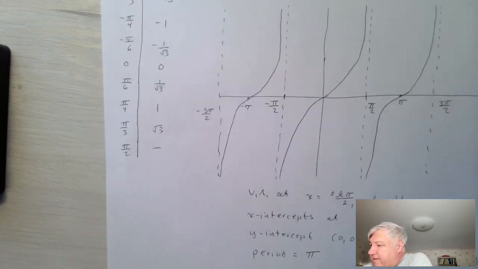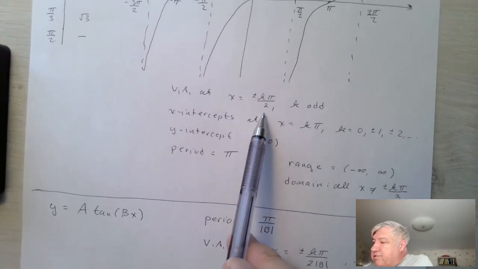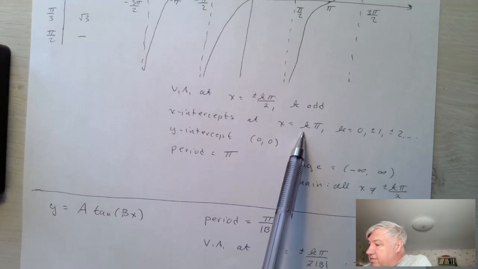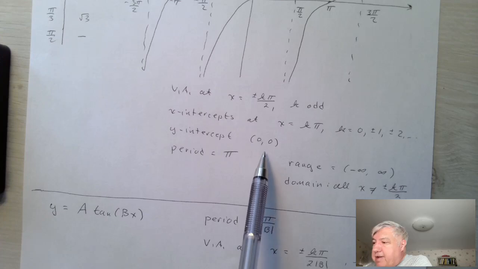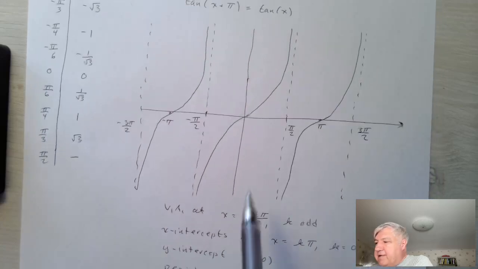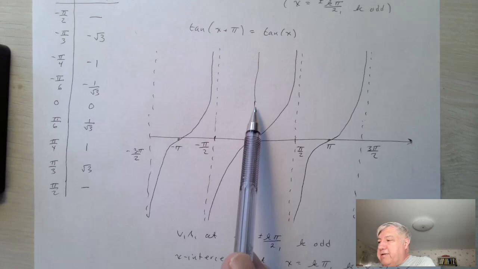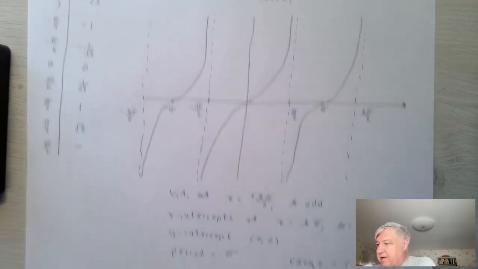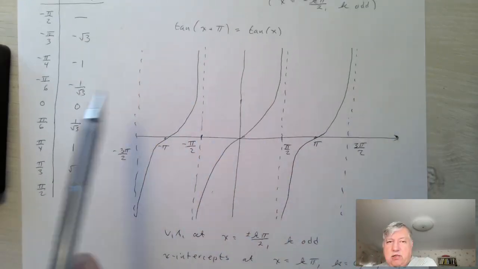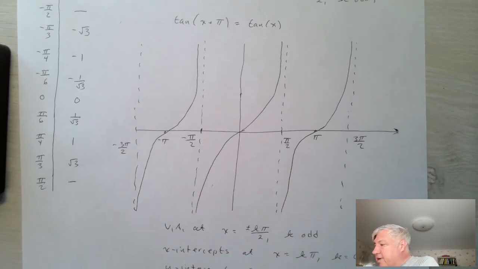Okay, so to summarize, we have a vertical asymptote at these numbers, plus or minus pi over 2 times some odd number k. The x-intercepts are at the multiples of pi. And the y-intercept, of course, is at the origin. The period is pi. The range is negative infinity to infinity because you can pick any y value, and there will be a point with that y value somewhere on this curve. Another way of looking at this is you can take any horizontal line and it will intersect this graph at some point. Actually, it will intersect it at many points.